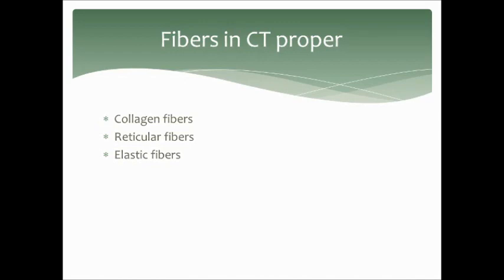There are different types of fibers in connective tissue proper. We've got collagen, which is the most common fiber in connective tissue proper. It's super strong. It helps to make up our tendons and our ligaments. Tendons are going to connect muscle to bone, and ligaments are going to connect bone to bone, so they do have to be very strong.